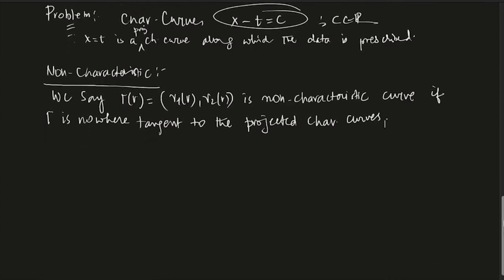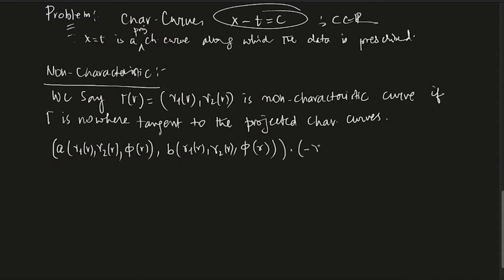See, if gamma is one of the tangents, so here tangency is not coming because all of the projected characteristics are lines and the tangent to the lines are the lines themselves. So if gamma is nowhere tangent, then we are good to go. Essentially, in case of a quasilinear equation, the projected characteristics are given by this vector field, A of gamma 1 of r, gamma 2 of r, u of gamma 1 of r, gamma 2 of r, which is phi of r in our case, and B of the same arguments, times minus gamma 2 prime of r, gamma 1 prime of r, and this is non-zero.